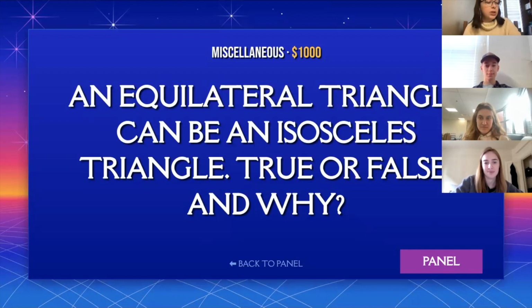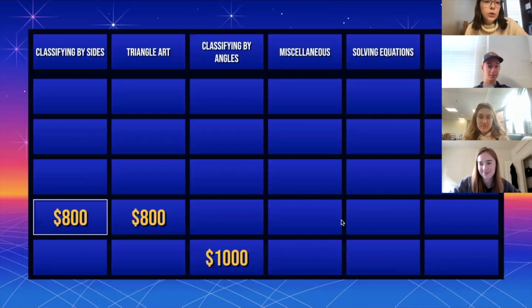Andrew, you buzzed in first. What is true? True, and why do you say that? Yeah, so an isosceles triangle can have at least two sides congruent, so it's at least two, and an equilateral triangle has all three, so it fits the definition. Perfect. Kind of like our squares and rectangles that we talked about in a previous lesson. All right, Andrew, your turn to choose.